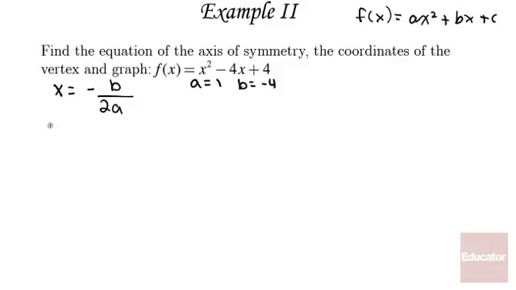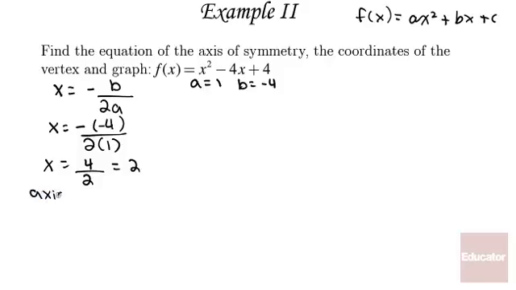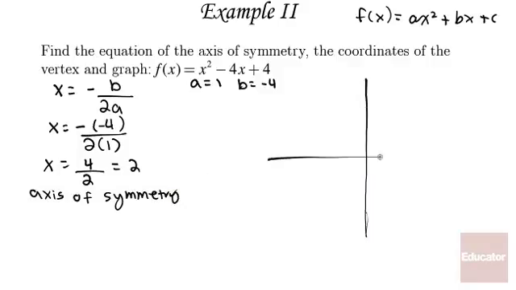So I'm going to go ahead and find this. Axis of symmetry is x equals negative b, so that's negative 4, over 2 times a, which is 1. Therefore, x equals, that's negative and a negative gives me a positive 4 over 2, which equals 2. So this is the axis of symmetry. Go ahead and form an xy axis.